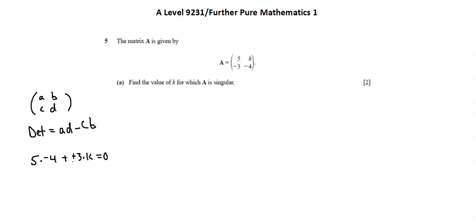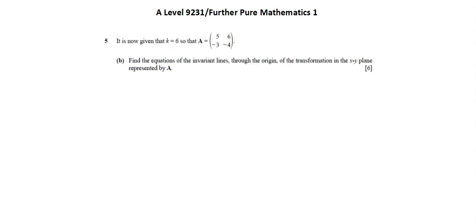And here I can simplify to -20 equals -3K, dividing both sides by -3. K equals 20 over 3. This completes requirement A. Let's proceed to requirement B.